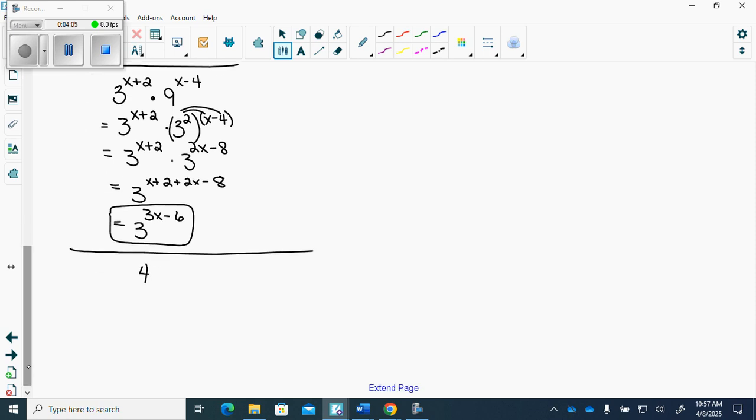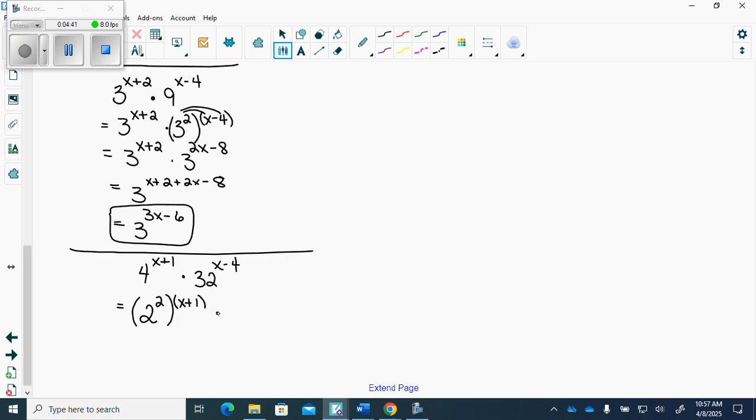4 to the x plus 1 times 32 to the x minus 4. Anyone have any ideas what bases I could make them be? Because I can't make 32 be 4. Yeah, you can make them both be base 2. 4 is 2 to the what? 2 to the 2. And then we're left with x plus 1. And 32 is 2 to the what?